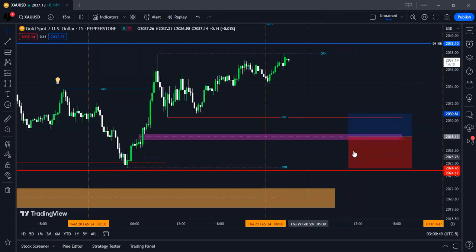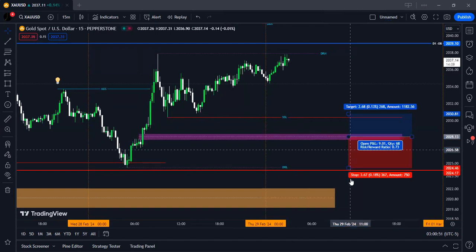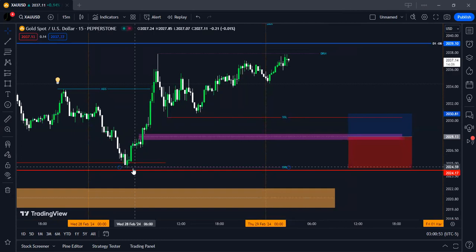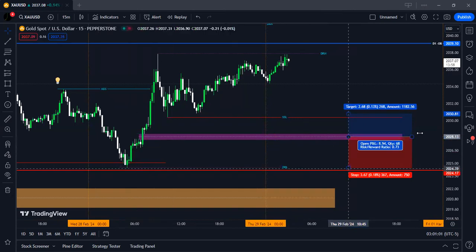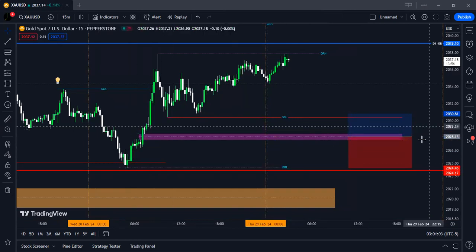Yeah, right there. So entry right here, stop loss below the dealing range low, factoring in this fair value gap, because the market might decide to stop into this, okay? So now we have managed our risk efficiently.